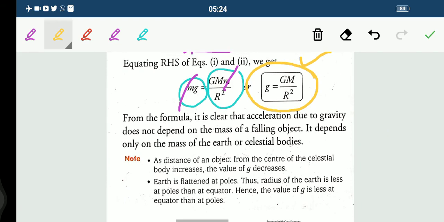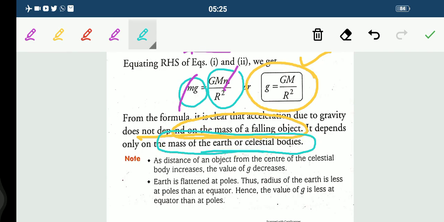So this thing is important. From this formula, it is clear that acceleration due to gravity does not depend on the mass of a falling object. Remember this thing. It does not depend upon the mass of the falling object, but only on the mass of the earth or any celestial body. Now students, remember this, a question may come in your examination about the value of g. As the distance of an object from the center of the celestial body increases, the value of g decreases.